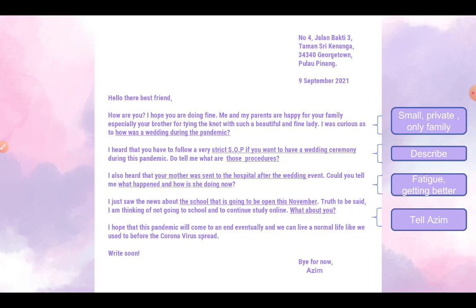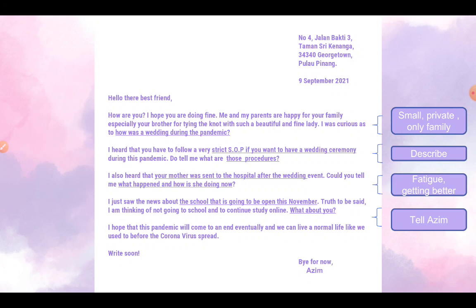Okay, for this paragraph, Azim is telling how he felt about not going to school and that he wants to continue studying online. Now, Azim wants to know what you are thinking: whether you are going to go to school when school is open, or you are not going to go to school and continue studying online. So for this particular question, you have to tell Azim how you feel.